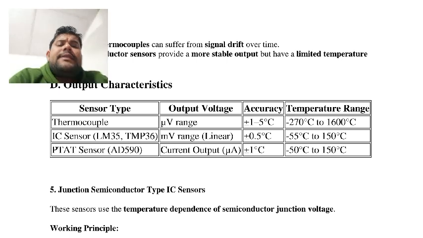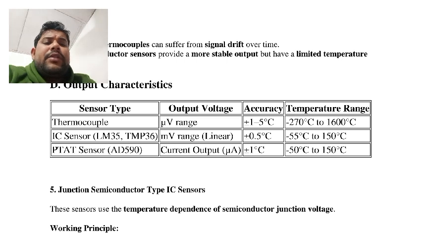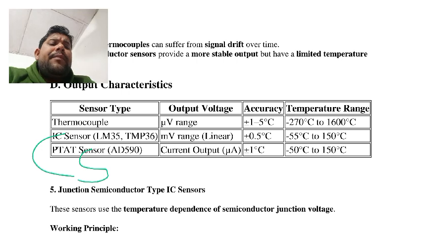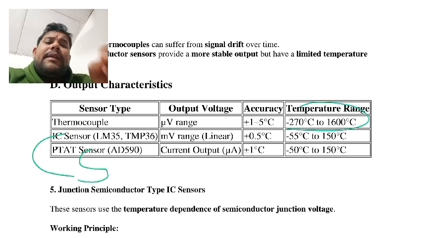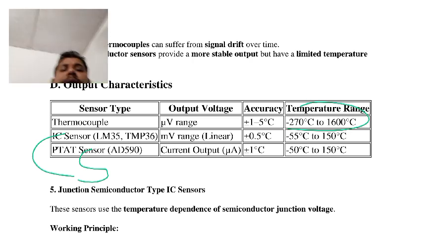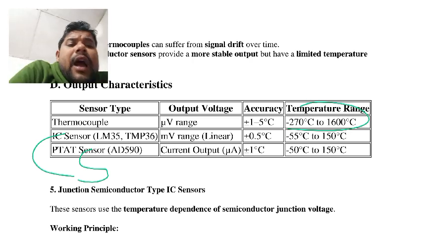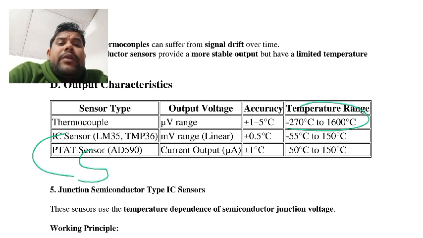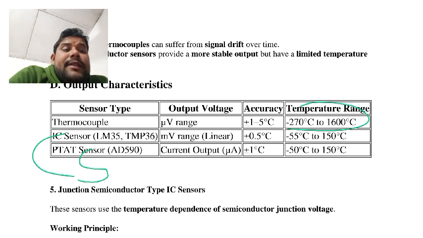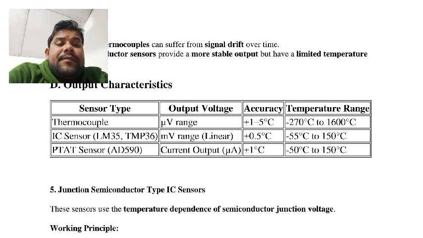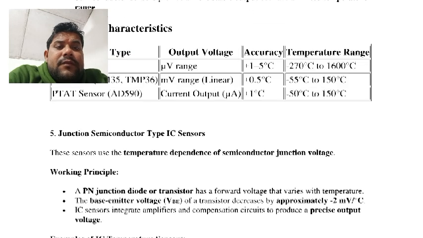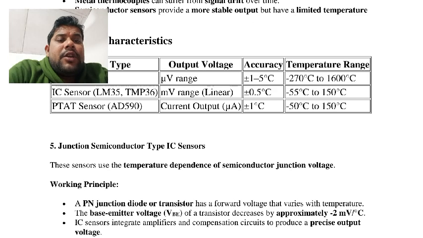That's because these devices are based on semiconductor material, and that's why their temperature range is very small. But thermocouples have the highest temperature range, while the LM35 is more accurate. When we need output in the millivolt range, that's why we generally use the LM35. In the next class we will discuss semiconductor types.